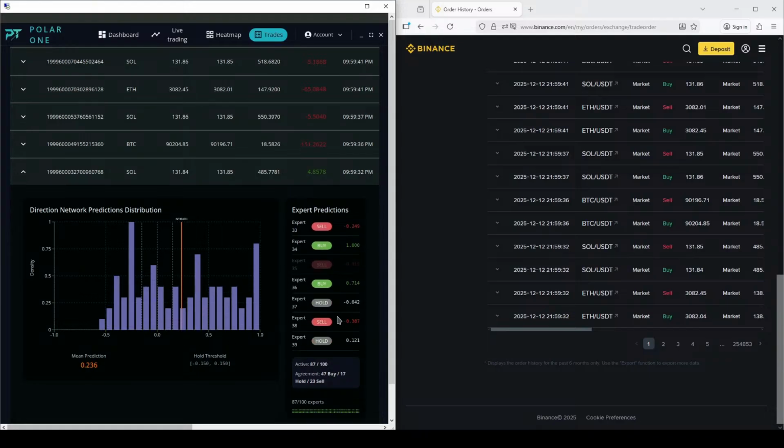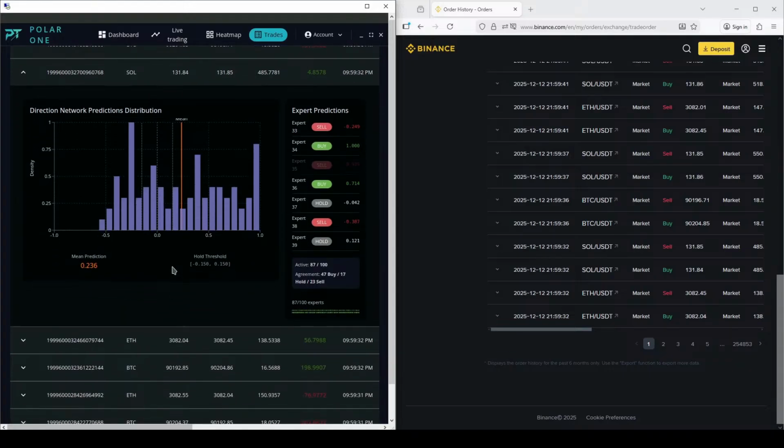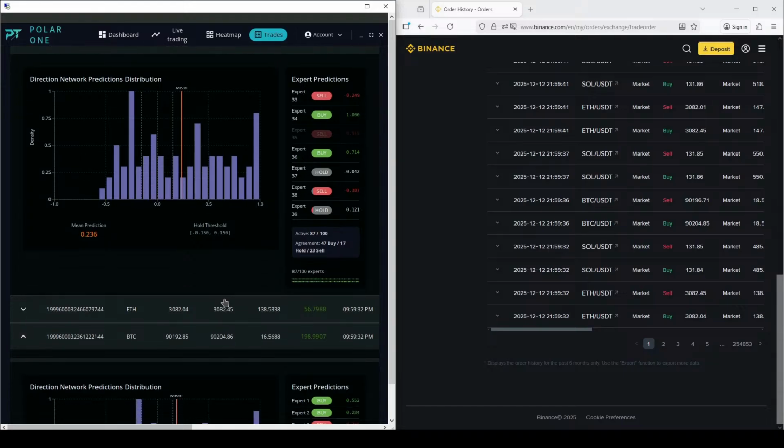For this trade, we can see that 87 out of 100 models were included. The ones excluded are considered outliers, or models that are excessively strong in one direction. At the agreement stage, we can see the results: 47 buys, 17 holds, and 23 sells, leading to a median of 0.236. The threshold for holding is between -0.150 and +0.150. Since the median of 0.236 is above 0.150, it results in a buy.